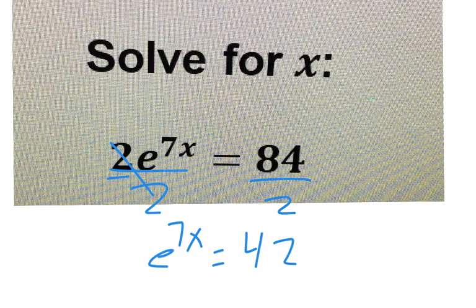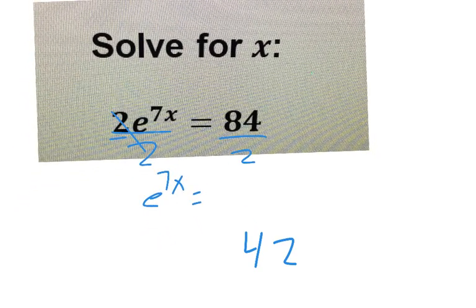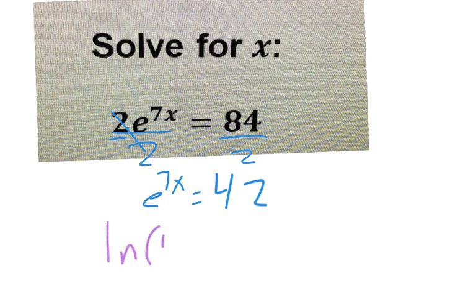The way that we really have talked about it in here is my variable is stuck in an exponent. So I could rewrite this from exponential to logarithmic. That's the way we've talked about it. That would be log base e, which I could write as the natural log of the answer, 42, equals the exponent, 7x. Now I've got the variable in line. I can do algebra with it now. It's out of the exponent.